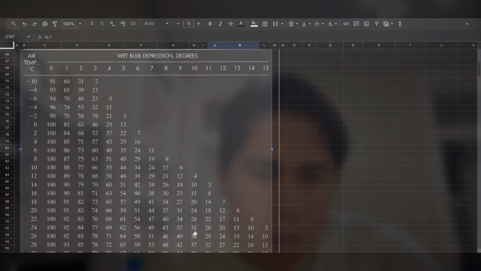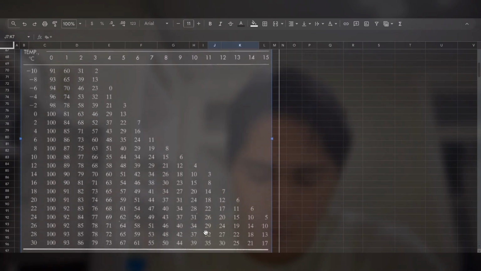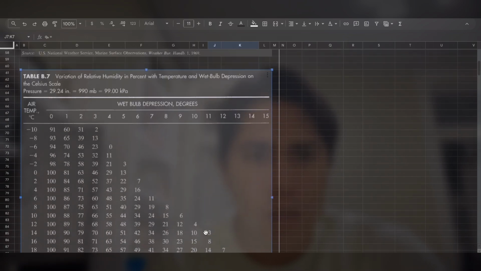But this is not the 24 value. This 31 belongs to 24 degrees Celsius. We are interested in 25.5. So we could do linear regression, or we could also just eyeball and have a rough idea. This 31 belongs to a value of 10 for the wet bulb depression. Since we are looking for a higher degrees Celsius, I would say it's about 10.5. So the answer for that part would be 10.5 degrees Celsius of wet bulb depression.